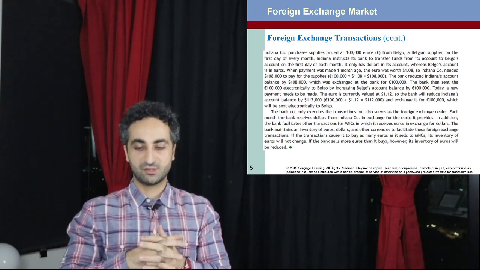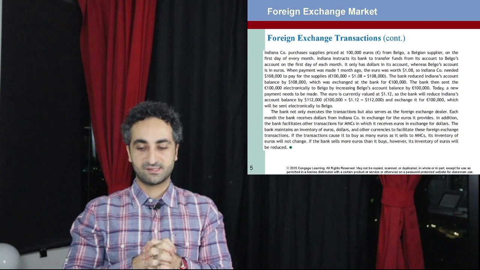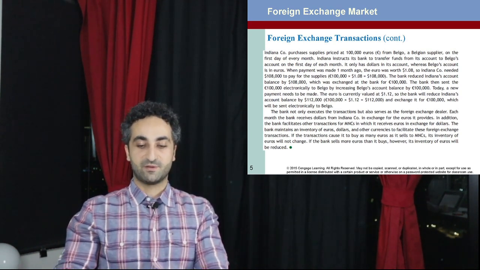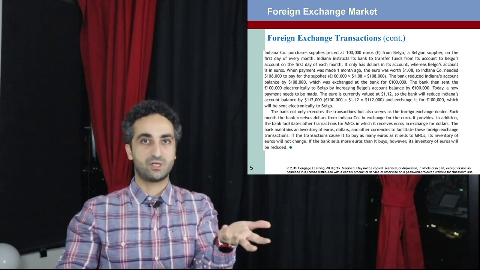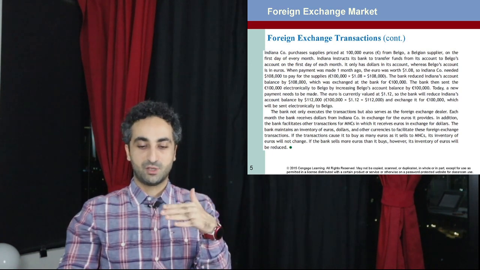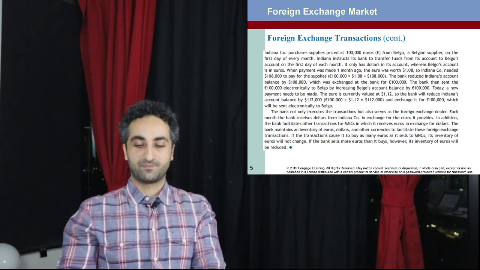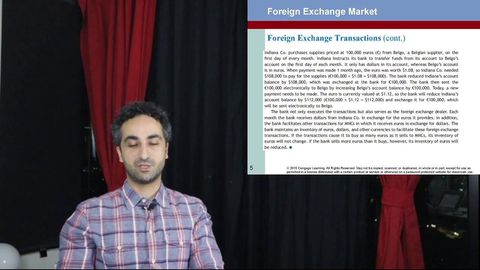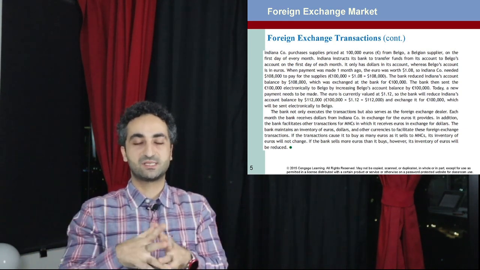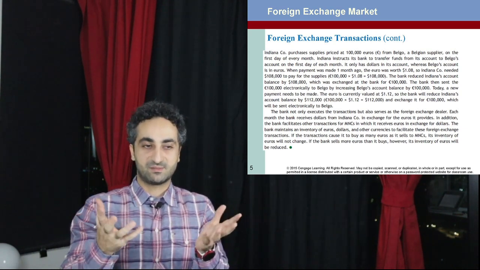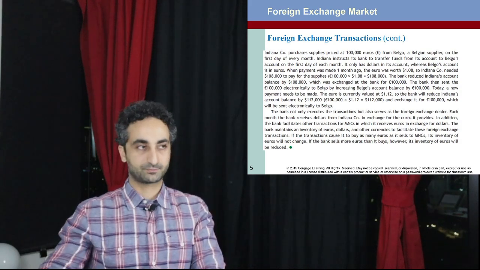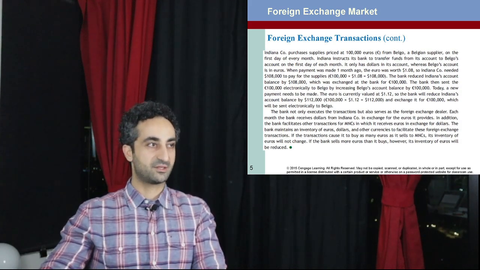So if the transactions cause it to buy as many euros as it sells to MNCs, the inventory of euros will not change. If the bank sells more euros, so let's say this month more people requested for converting USD to euros, its inventory of euros will be reduced. We will have less euros because we didn't expect as many people to come and ask for euros. So let's go into some calculations.